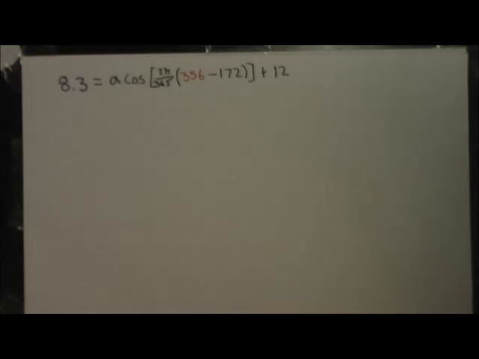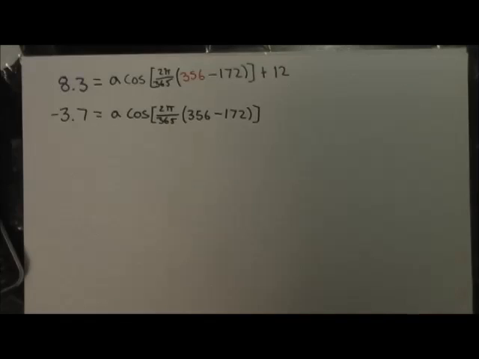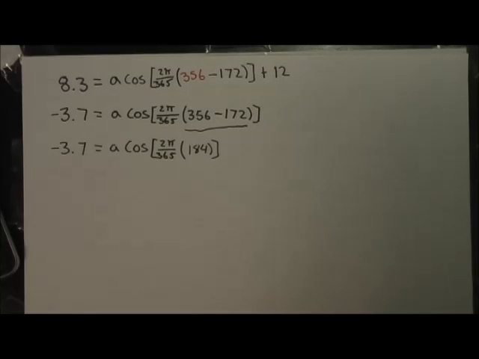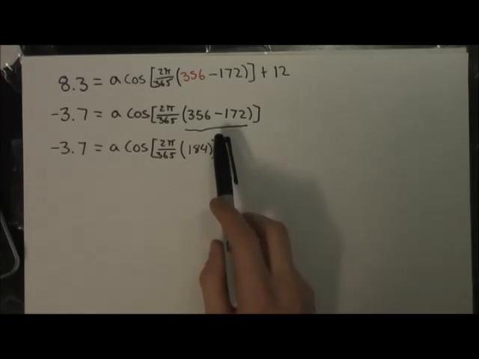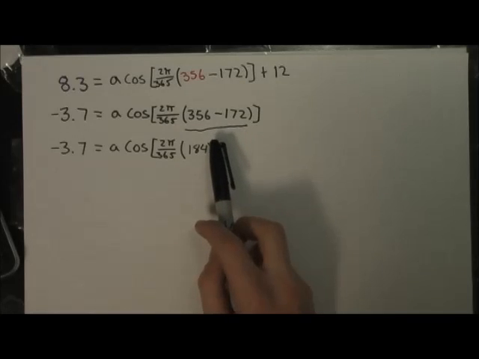8.3 is equal to a cos of bracket 2 pi over 365 bracket 356 minus 172 double bracket plus 12. The first thing I've done in order to simplify this equation is I have brought the k value over to the other side of the equation, subtracting 12 from 8.3. I have now, in this line, simplified what is in this bracket, subtracting 172 from 356.